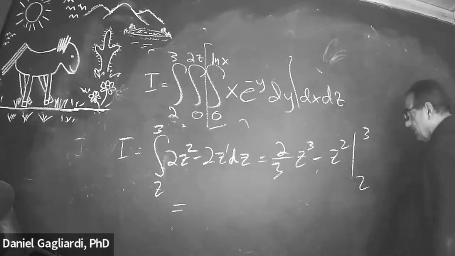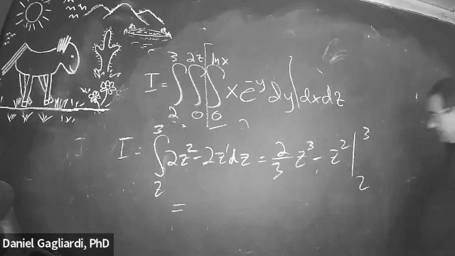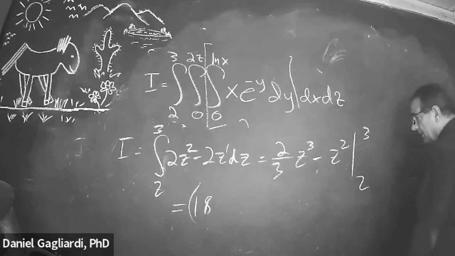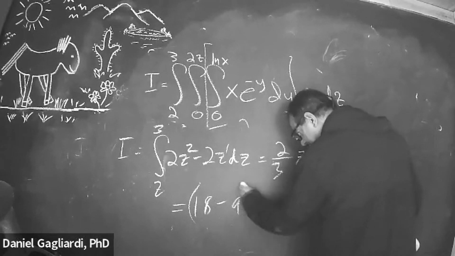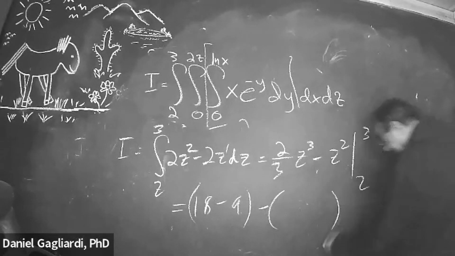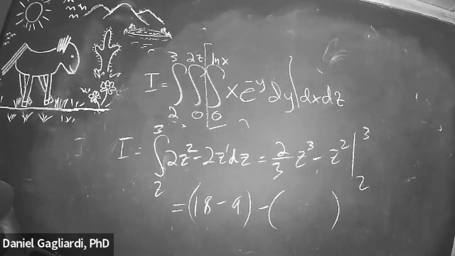So let's see what we have. We plug in a 3. Well, we have 3 cubed, that's 27, but 27 over 3 is 9. 2 times 9 is 18, so we get 18. And if we plug a 3 in here, we get minus 9. Then minus all this stuff with a 2 plugged in. I put parentheses around it to make sure that I distribute the minus sign.